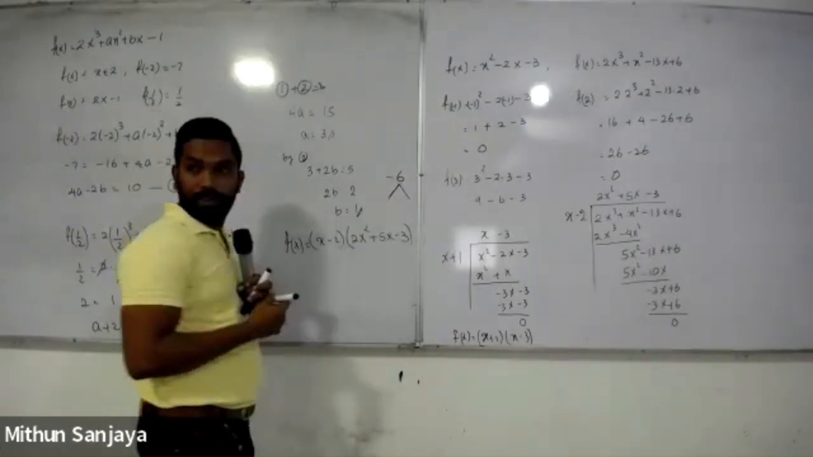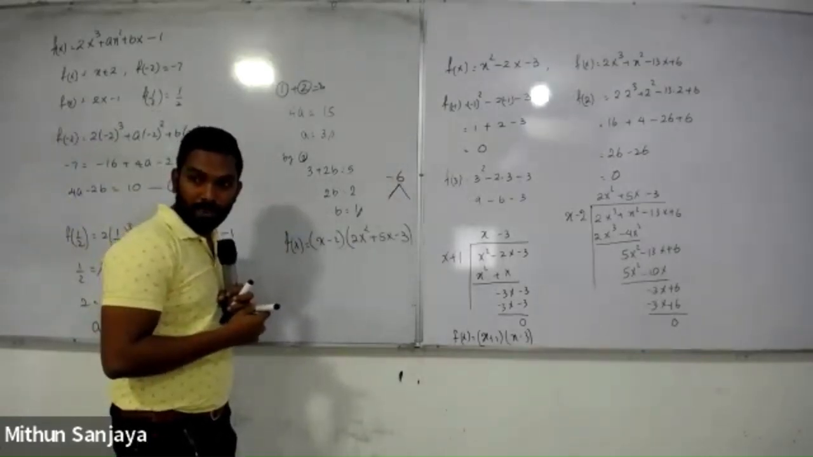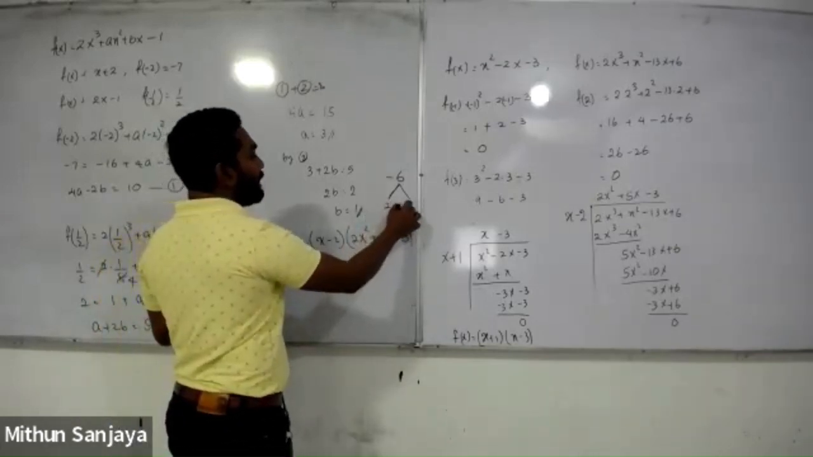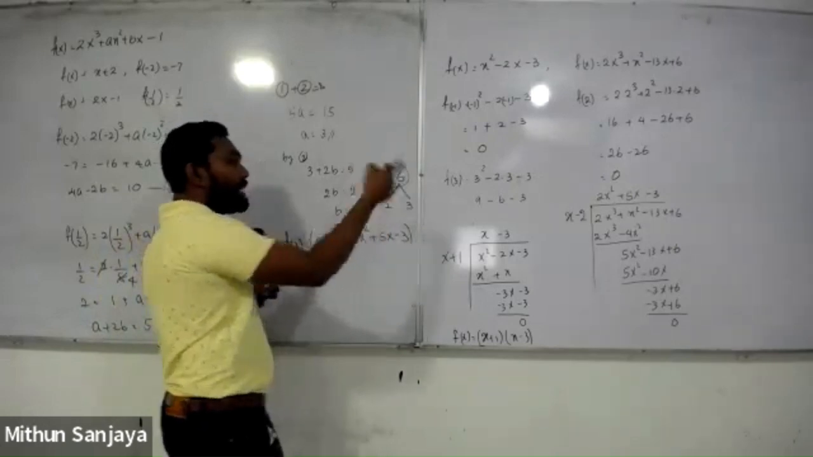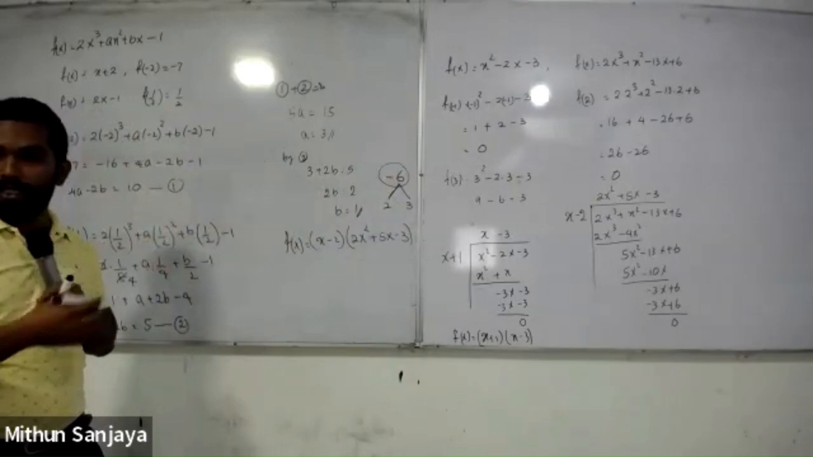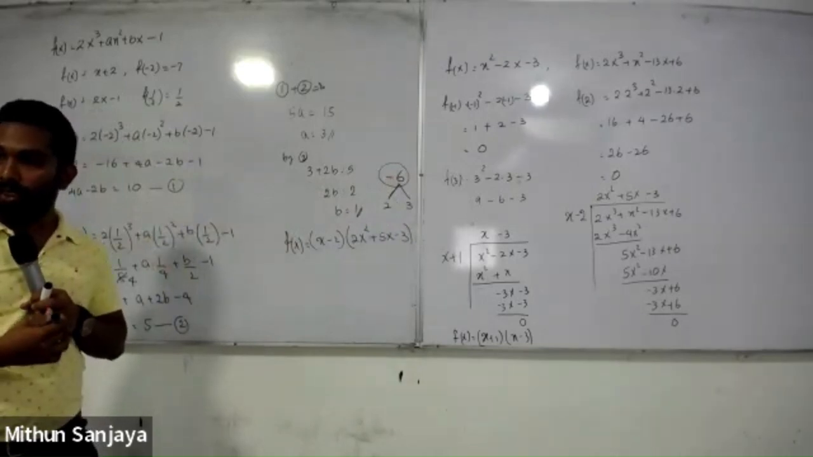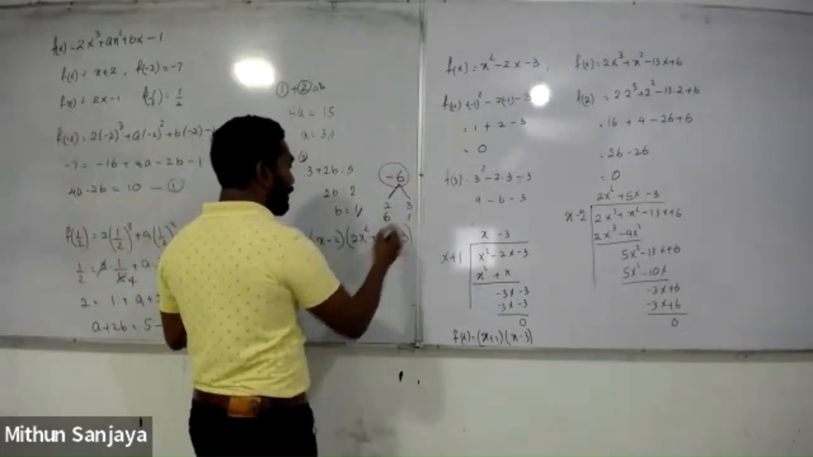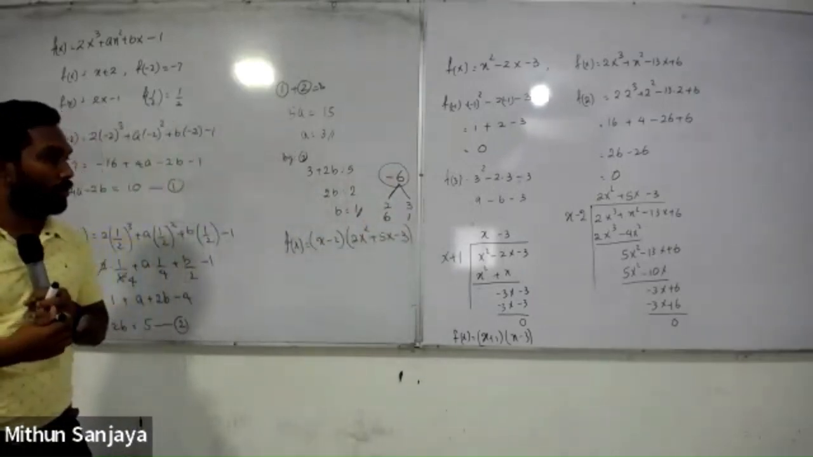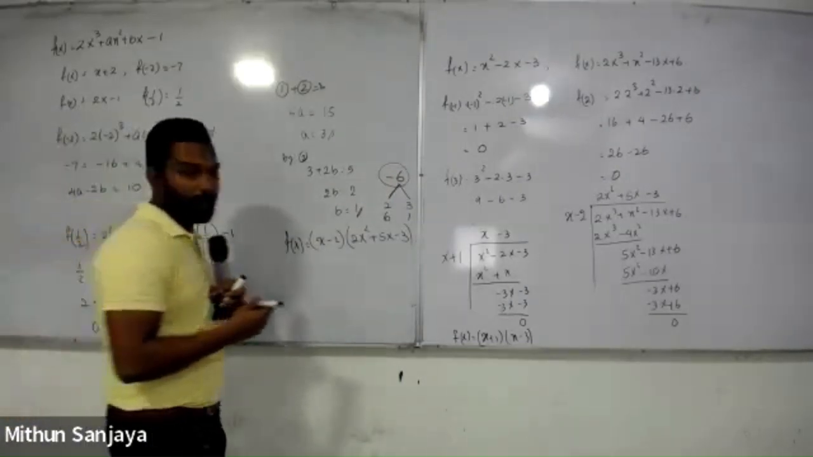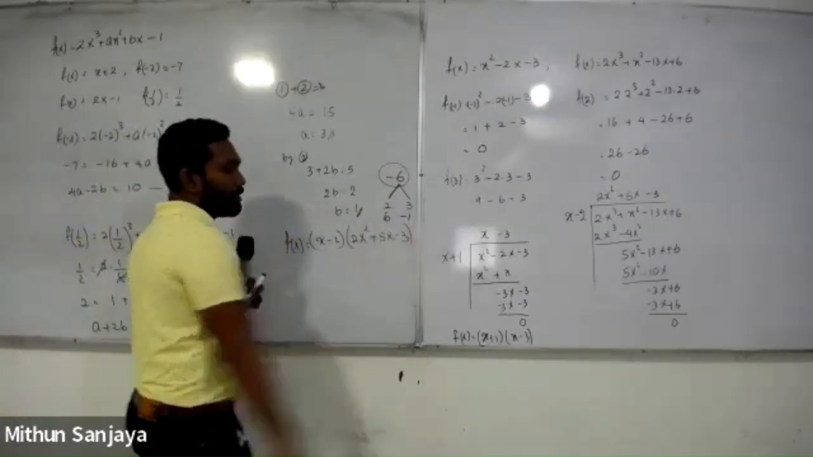So 2 times 3; here we have a minus value, so one of them will be a minus. The addition should be 5, so 6 and 1. Then 6 and minus 1, and their addition is plus 5.